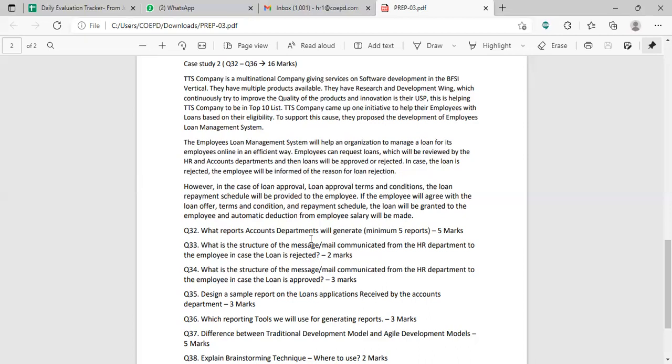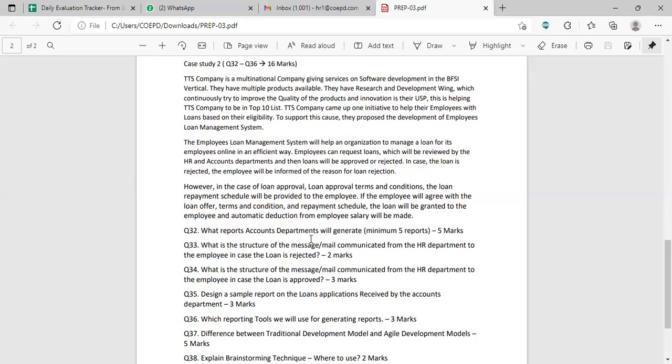Then the 34th question speaks about what is the structure of the message or the mail communicated from the HR department to the employee when the loan is approved. So number one, when the loan is approved, we'll congratulate the employee. You will tell them the reasons that let the loan get approved. Probably you'll say the conduct, the performance, no other loans and whatever. Similar to the way you send an email for rejection, you should also create a message for approval. Think about how you can answer the question.